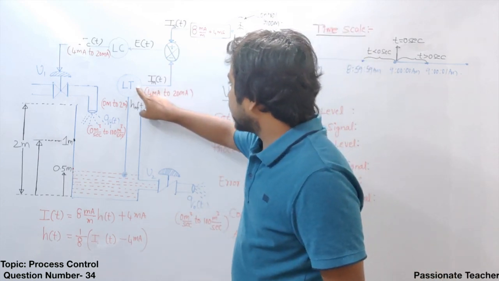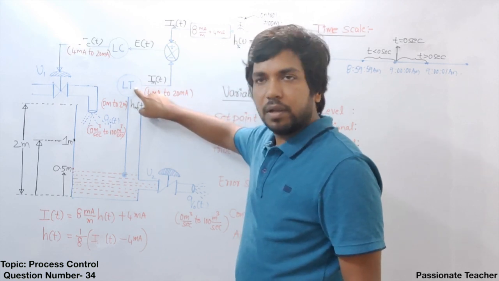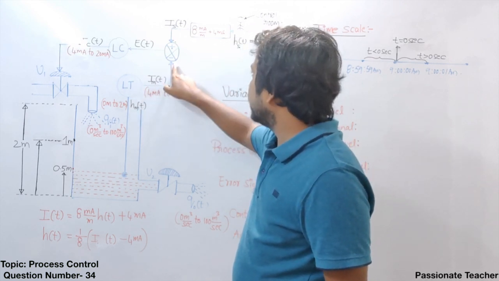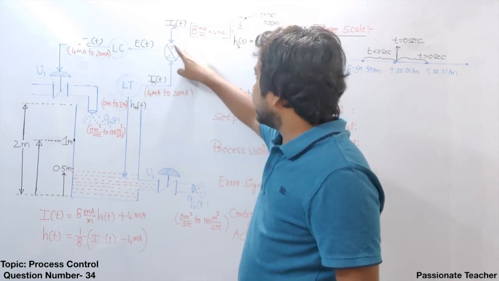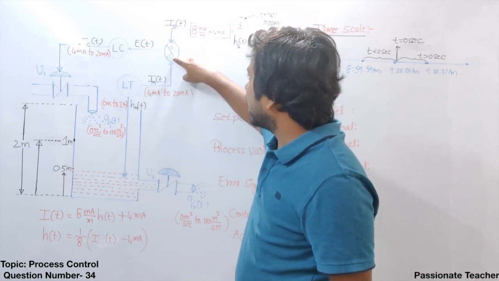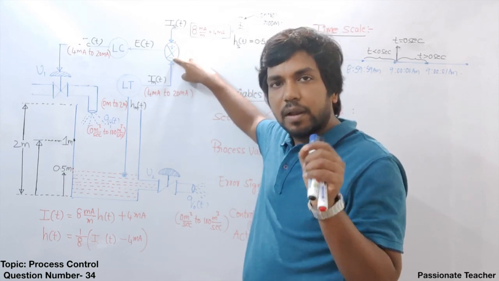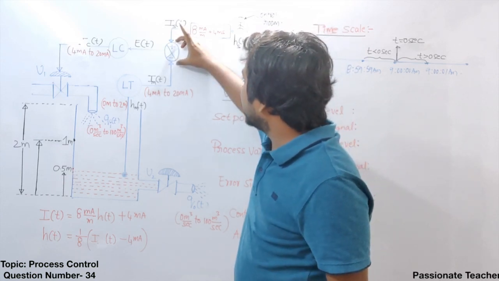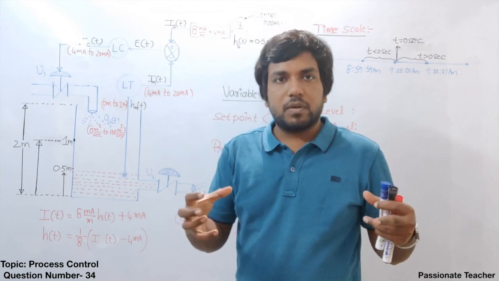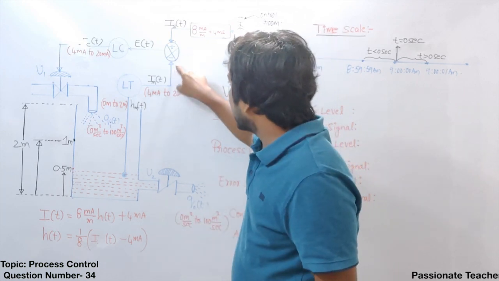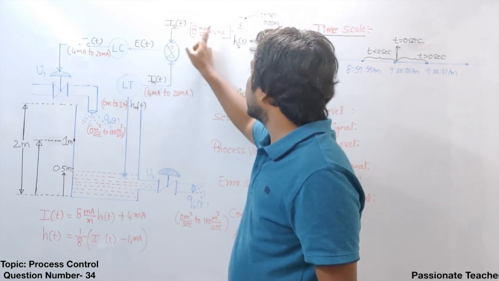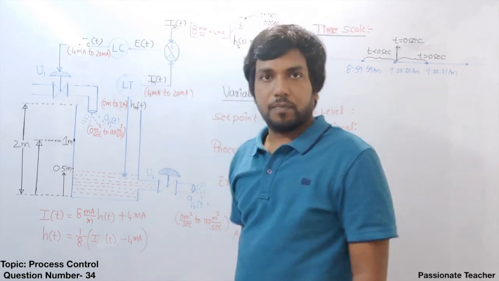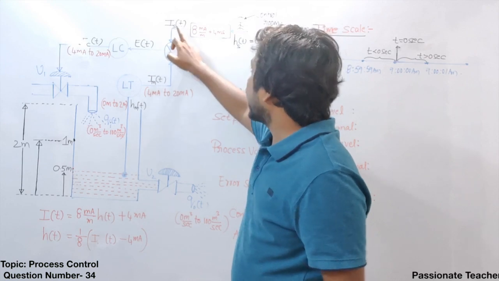So the water level will be continuously monitored by the level transmitter, and this water level will be given to the error detector. This circle where you are able to see the plus and minus symbol is the error detector, and it subtracts two inputs. One is the current coming from the level transmitter, and the second is the current coming from the set point from the control room. Okay, now let us look at what happens here.